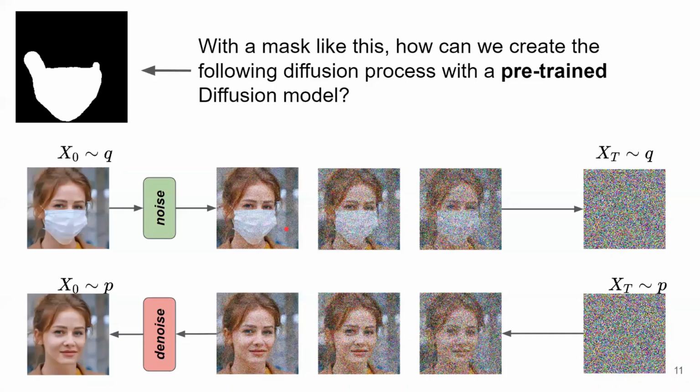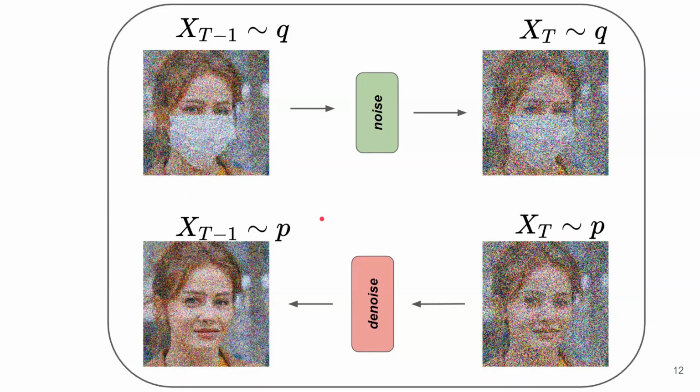discussed in this paper. So basically, the intuition is, you're given a mask like this, and then you have an input image like this, a girl wearing a face mask, and you want to remove it. How can we create this diffusion process with a pre-trained diffusion model? It's basically when, in the noising step, you add noise to the original image, and when denoising, you denoise the image with regard to this mask. So let's take just one step of the noising and denoising into detail here.